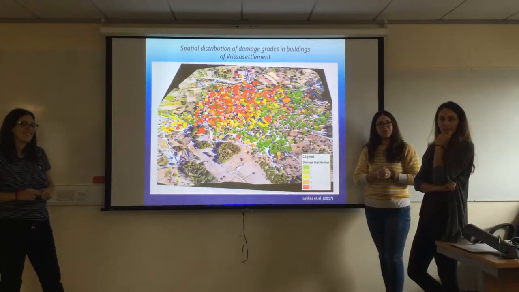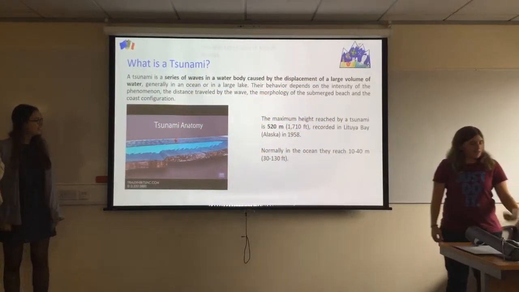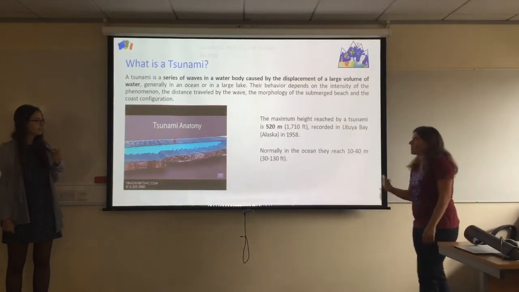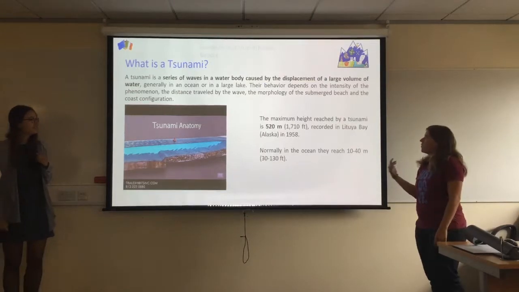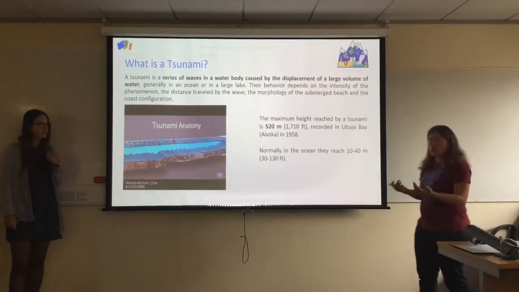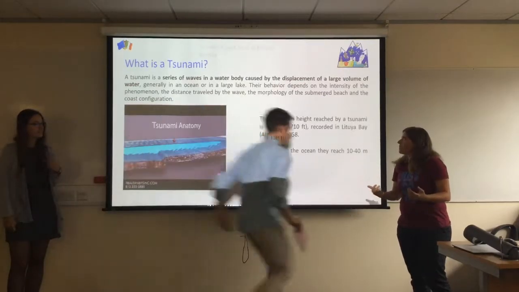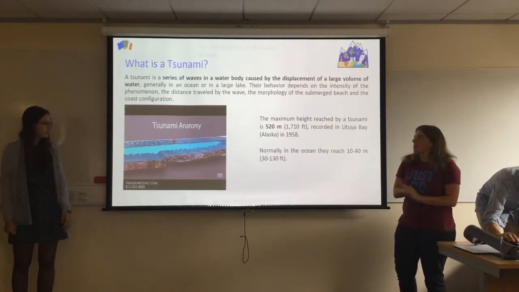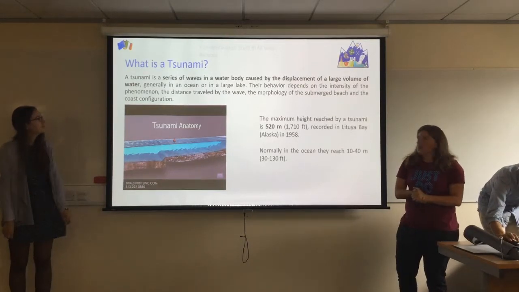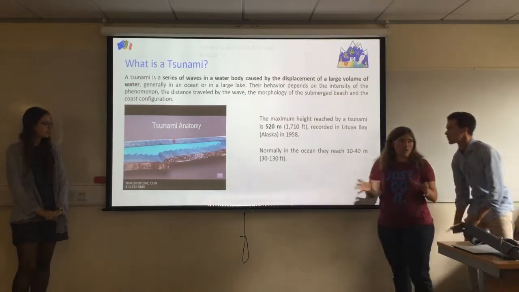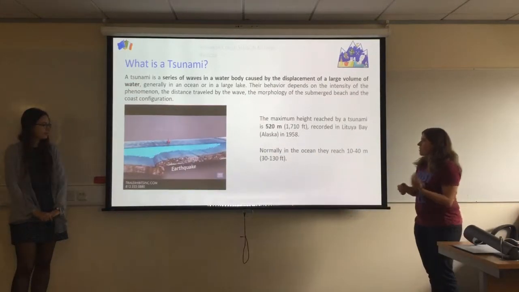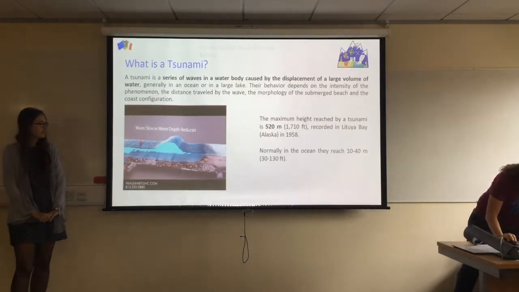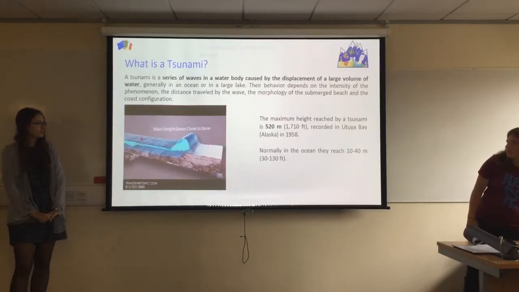Yes. Okay. And first of all, we have to define what a tsunami is. A tsunami is a series of waves in a water body caused by the displacement of a large volume of water. Generally, it happens in the ocean, but it can also happen in a large lake. In history, the maximum height reached by a tsunami was 520 meters, but this was a particular case in a little bay. Normally, in the ocean, tsunamis reach heights from 10 to 40 meters. And we can see a tsunami.